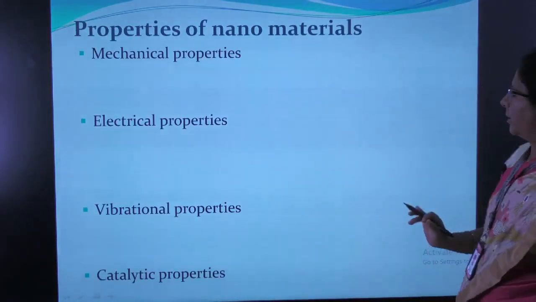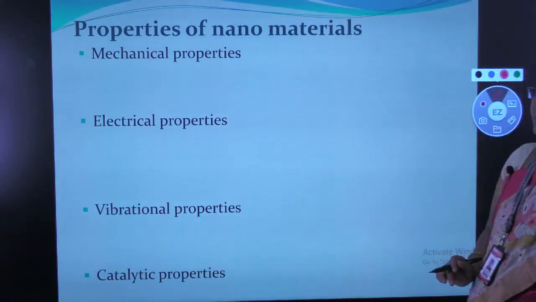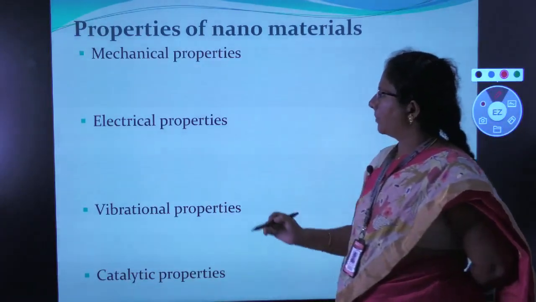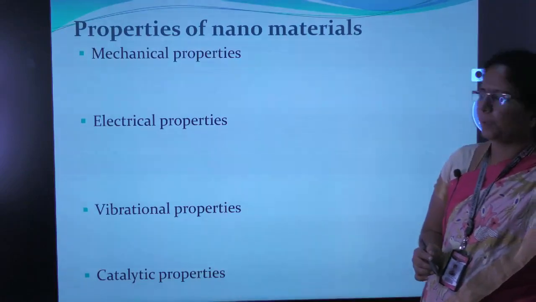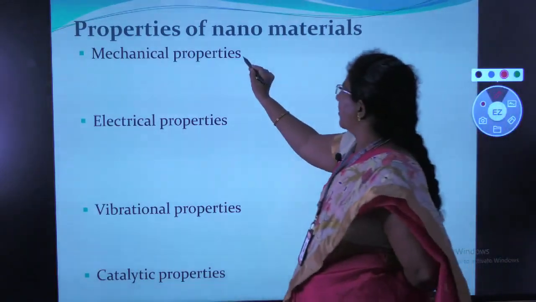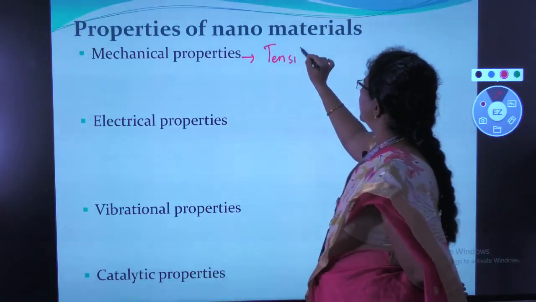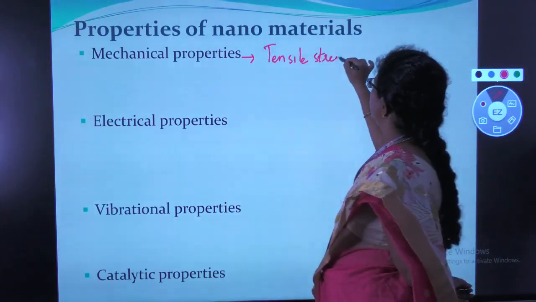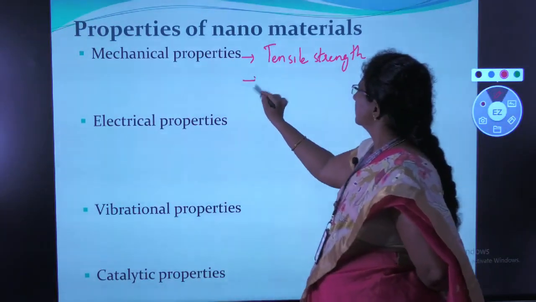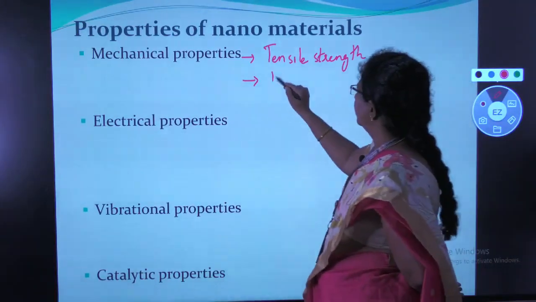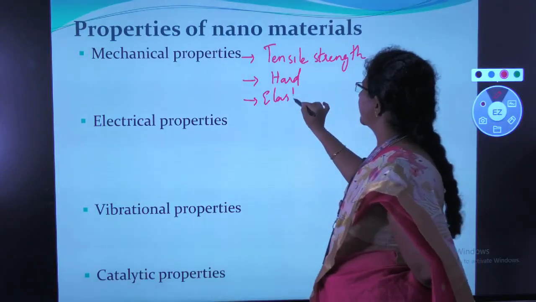Next, properties of nanomaterials. The important properties of the nanomaterials are mechanical properties, electrical properties, vibrational properties, and catalytic properties. Mechanical properties means tensile strength. Nanomaterials will have high tensile strength. They are hard and they possess elasticity.